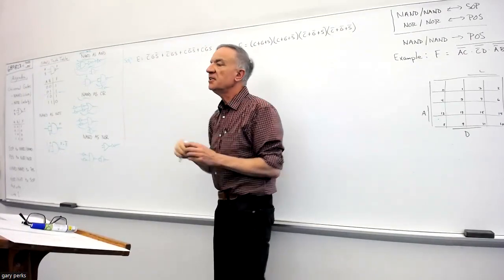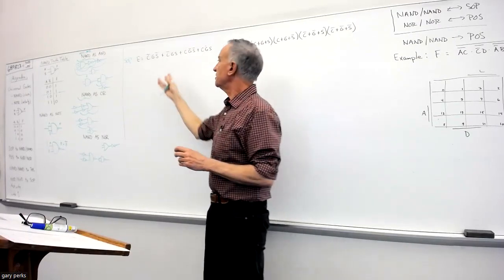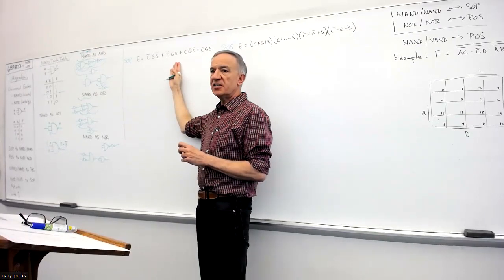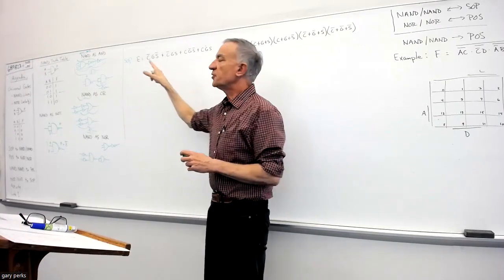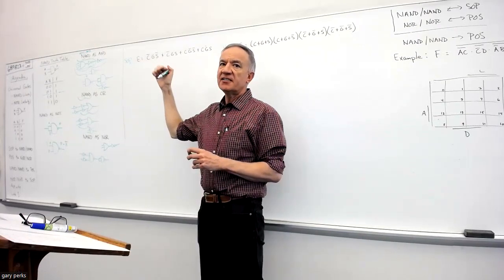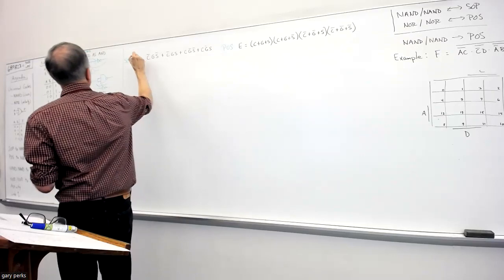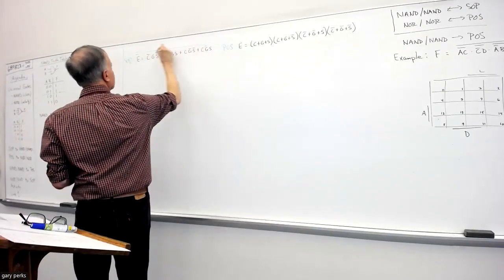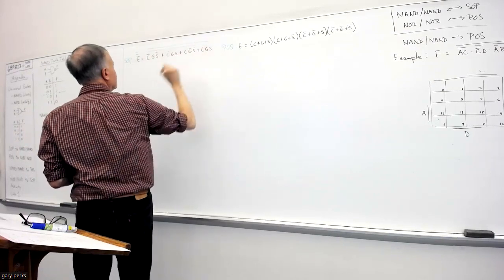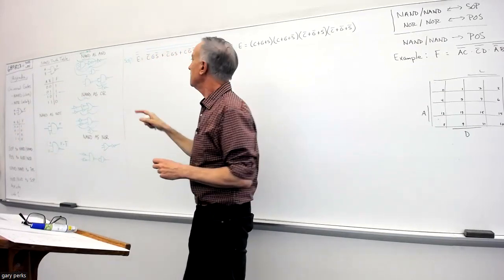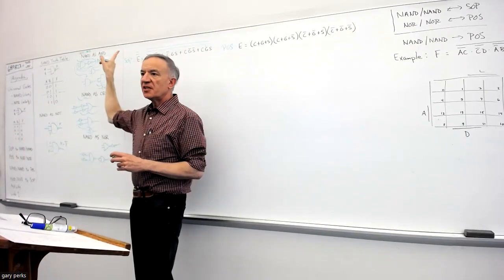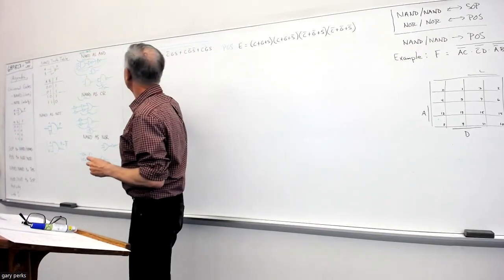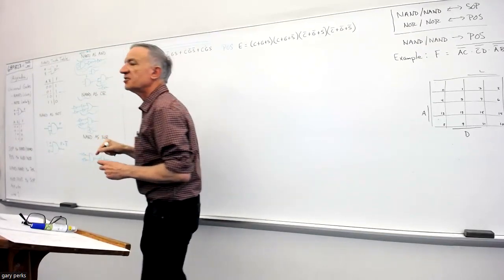Starting here, the first thing we're going to do to turn this SOP equation into a NAND is double NOT each side of the equal sign. So we're going to double NOT here and double NOT here. And of course, when you double NOT, you don't change it. Also, like we talked about, a double NOT over the same variable is the same as just the variable.